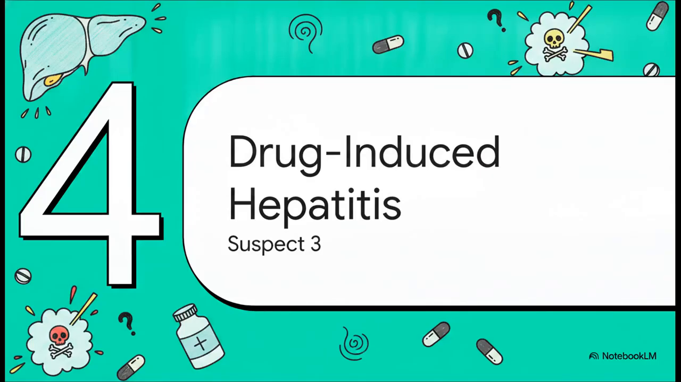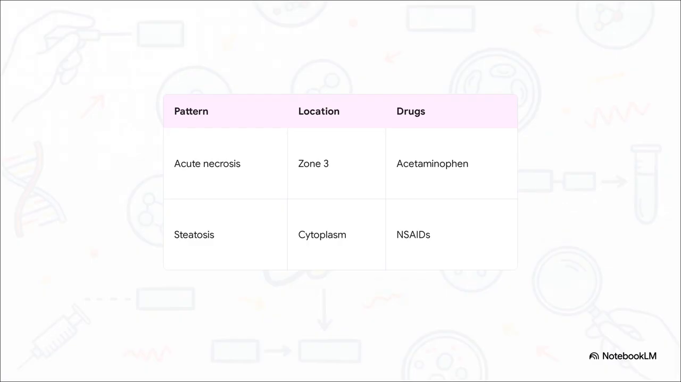Part 4. Suspect 3. Toxic and drug-induced hepatitis. Now, you might be surprised to learn that prescription and over-the-counter medications actually account for over 50% of acute liver failure cases annually in the U.S. These chemical attacks can either be predictable and dose-related or completely idiosyncratic. And here's a massive high-yield concept. Different medications leave incredibly distinct patterns of injury on the liver.